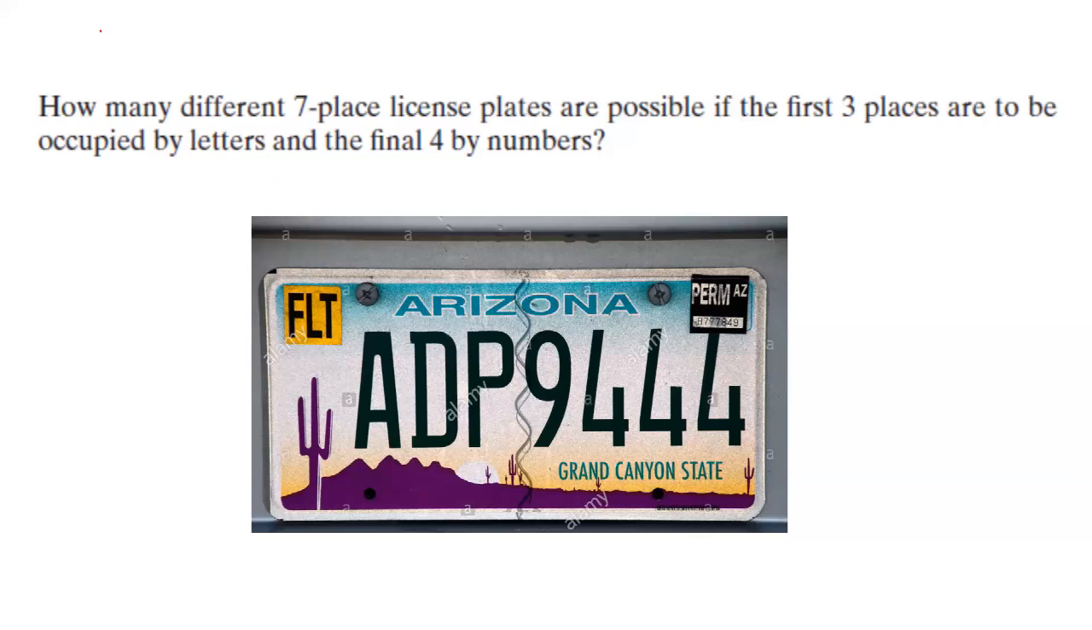In the first step, we need to choose some letters. So for the first step, we can choose 1 letter from the 26 letters, right? Because in the alphabet there are 26 letters. So for the first step, we choose one from 26 letters. That means we have 26 different ways to complete the first task. How about the second one? Second one is very similar to the first one. We also have 26 ways to complete the second task. The third task is to fill a letter from the 26 letters. So again, we have 26 different ways to complete the third step.